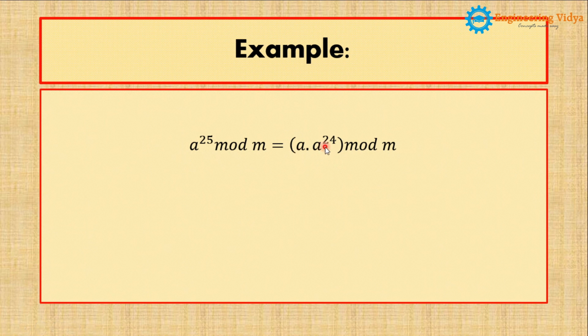Again, a power 24 is not present in the form of 2 raised to n, so we can reduce that further. a raised to 1 is 2 raised to 0, which is 1 only, so a is present in the form of 2 raised to n, where n can be 0 also. And a raised to 24 can be split into two parts: a raised to 8 and a raised to 16, where a raised to 8 is present in the form of 2 raised to n, and a raised to 16 is also present in the form of 2 raised to n. Hence we can evaluate this, and now we can apply the distributive law also. I hope you understood everything related to the distributive law.